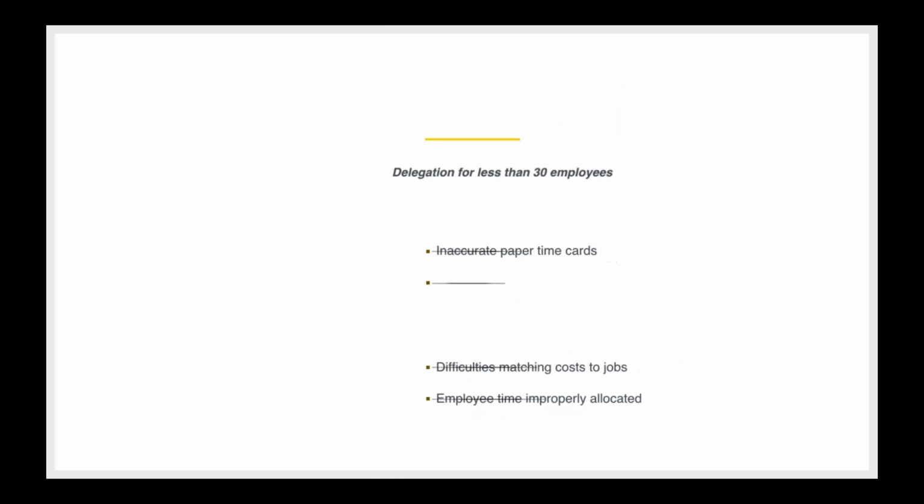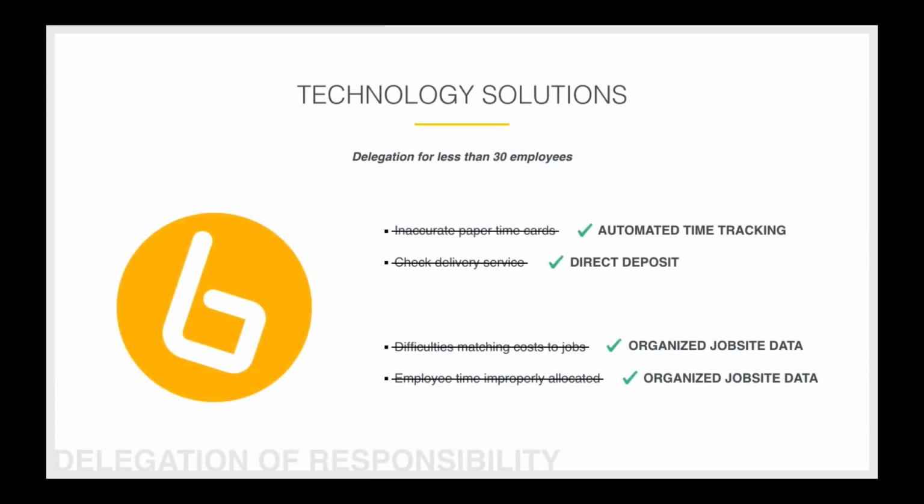Okay. And then as we brought in BusyBusy to him, we identified a few points here. The inaccurate paper time cards, really basic, but actually a huge hole, right? He was losing a lot of money there. You mentioned check delivery service. He was running around getting paychecks. If I remember correctly, there were a lot of times that paychecks were inaccurate and he was having to re-drive out to projects or have guys come into the office. So his workload was doubled. And then, of course, there were all the difficulties of matching costs to jobs that we spoke about, and the employee time being improperly allocated, or really it wasn't allocated at all.